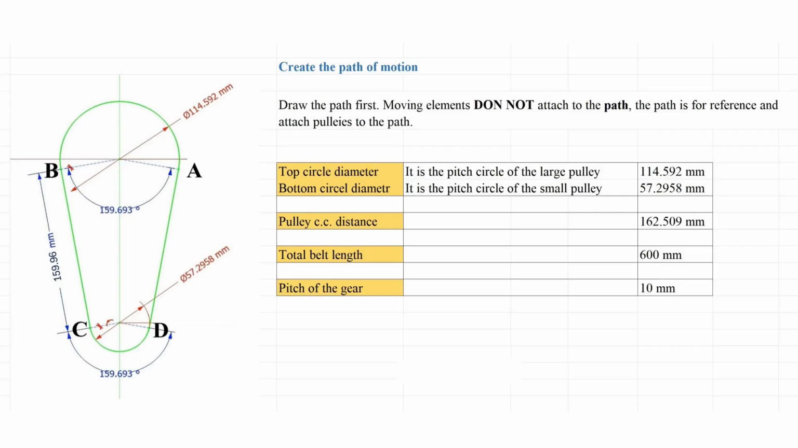Create the path for the motion first. The teeth are not attached to the path. It is only for reference and for attaching the pulleys to this path. Diameter of the top circle is 114.592 mm, which is the pitch circle of the large pulley. Diameter of the bottom circle is 57.2958 mm, which is the pitch circle of the small pulley. Center to center distance is 162.509 mm. Total length of the belt is 600 mm. And the pitch is 10 mm.